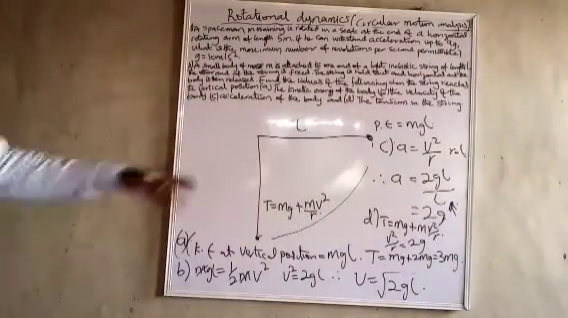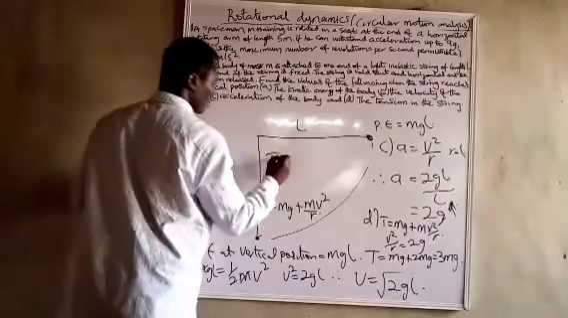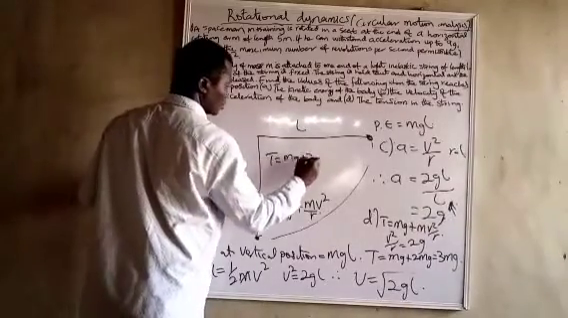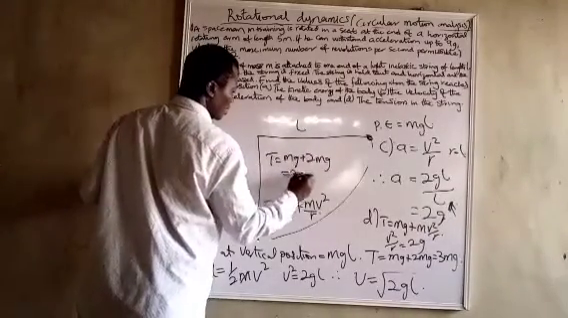That is it. So the tension T here is equal to mg plus 2mg, which is 3mg.